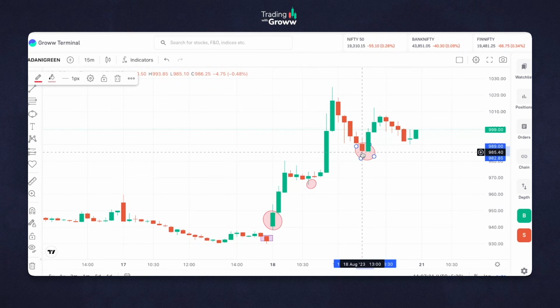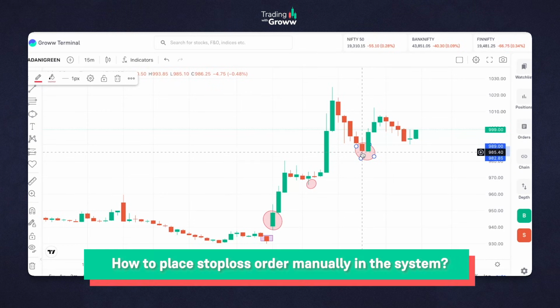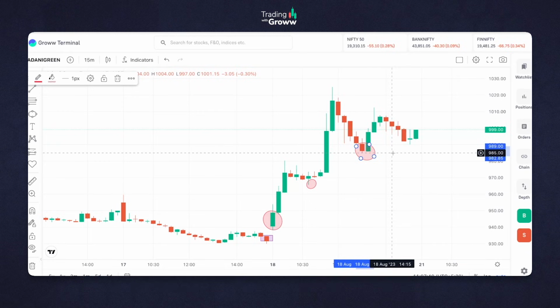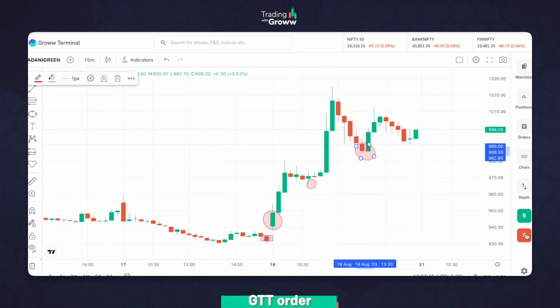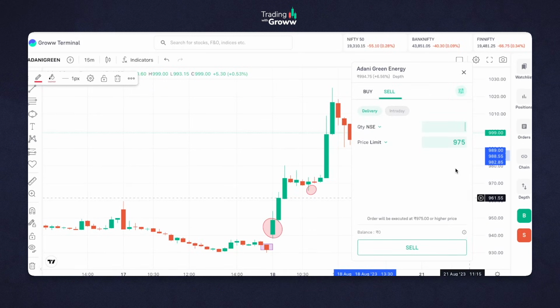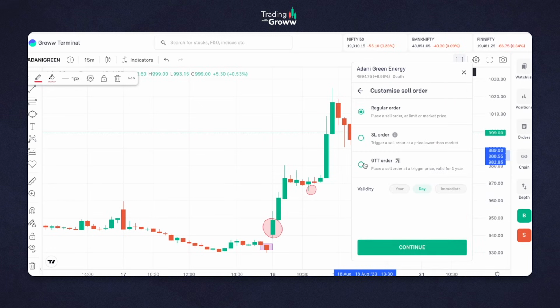So let's see how you can manually place this order with respect to Groww. So you have bought the stock already. Now you don't want to sit in front of a system and keep checking the stop loss. So what you can do is simply create a GTT order, which is nothing but you just place a stop loss order. Say suppose you have 10 quantities which you have bought. So now you just select sell and then you click this filter here and select GTT order and then click continue.